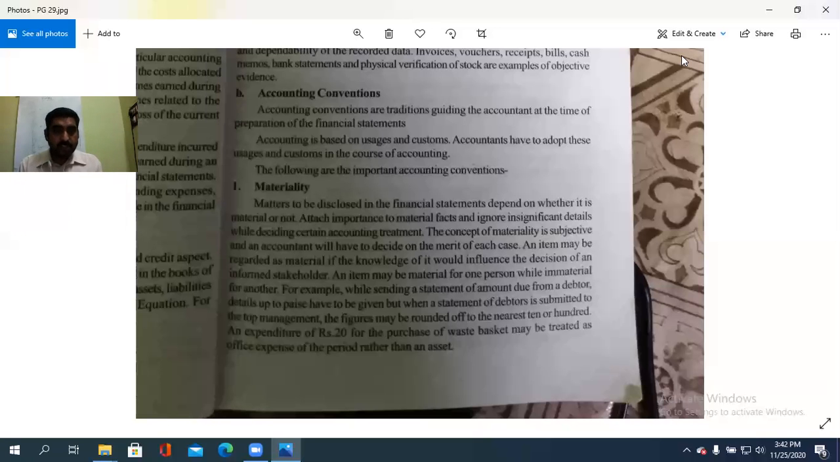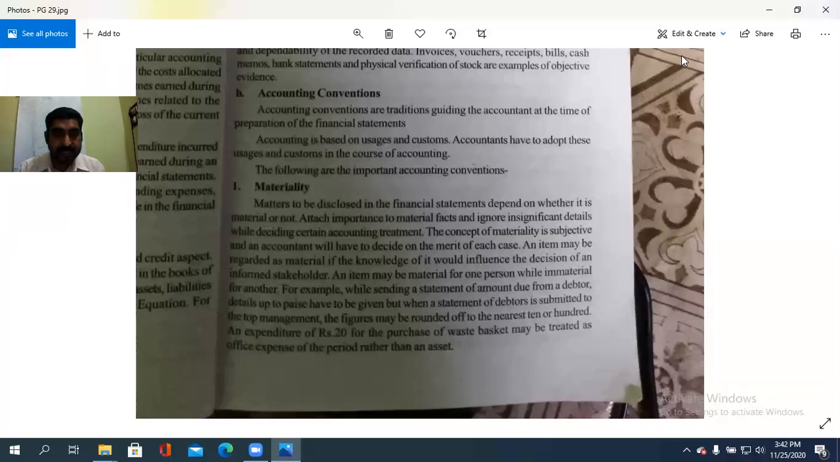So matters to be disclosed in the financial statements depend on whether it is material or not. Attach importance to material facts and ignore the insignificant details while deciding certain accounting treatment. Some accounting treatments we need to check further. But if there are material facts, at the time it is incurred, it should be recorded. So ignore some of the insignificant details, unimportant items.